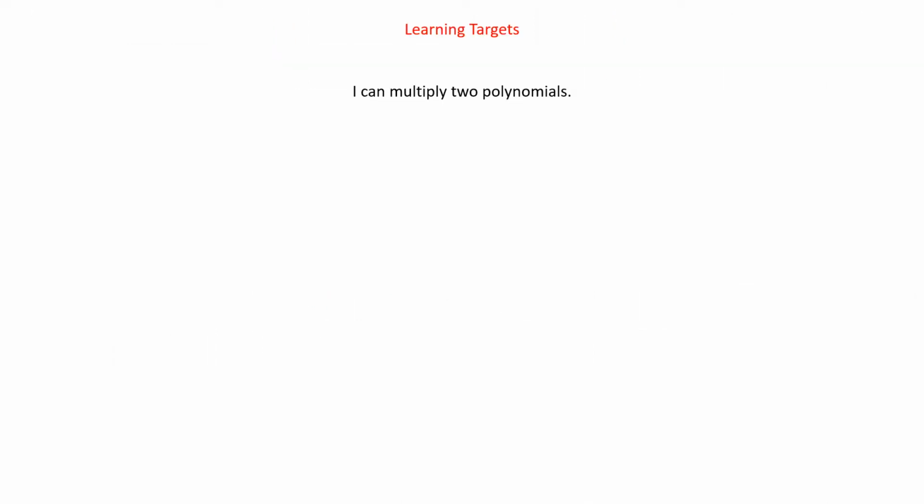Our learning targets, I can multiply two polynomials. Technically, if you have more than two polynomials, just take them two at a time. So first of all, we're going to multiply a monomial to a polynomial, not a binomial, a monomial. I don't know, that's a weird typo. A monomial to a polynomial.